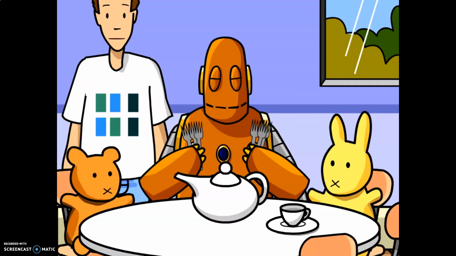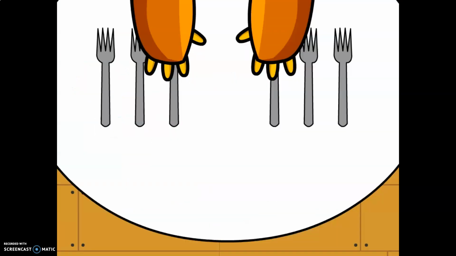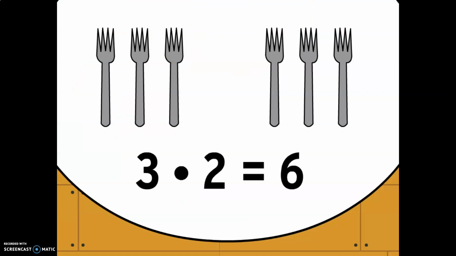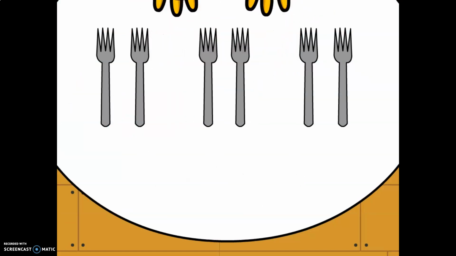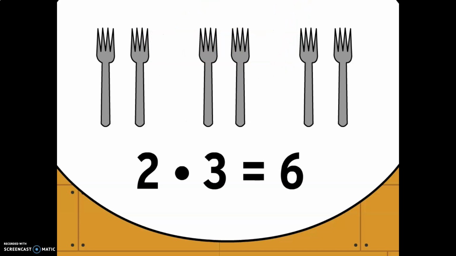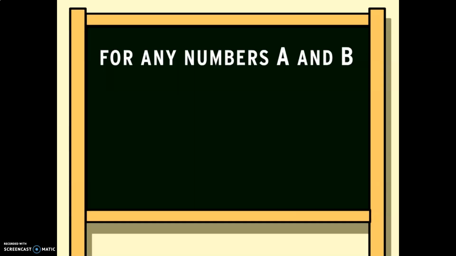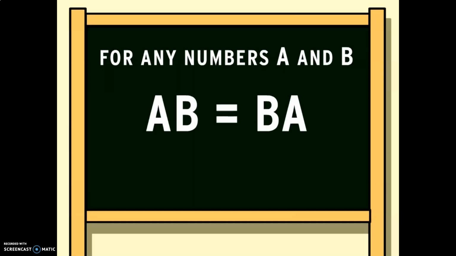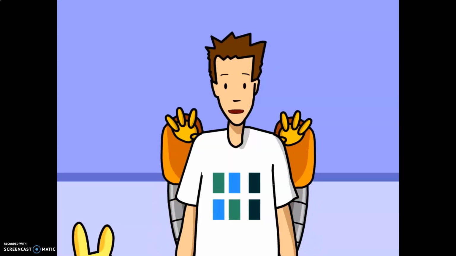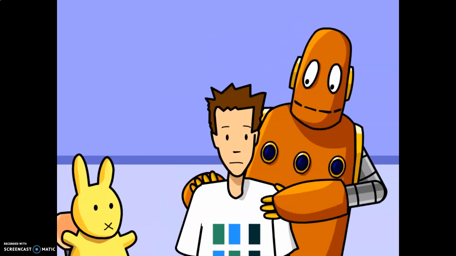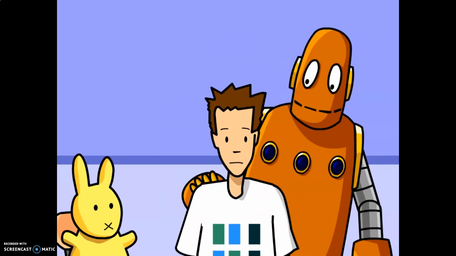There's a commutative property of multiplication, too. 3 times 2 equals 6. And 2 times 3 equals 6. 3 times 2 equals 2 times 3. For any numbers A and B, A times B equals B times A. There we go. The commutative property of multiplication. Hey, I'm stuck in this chair.